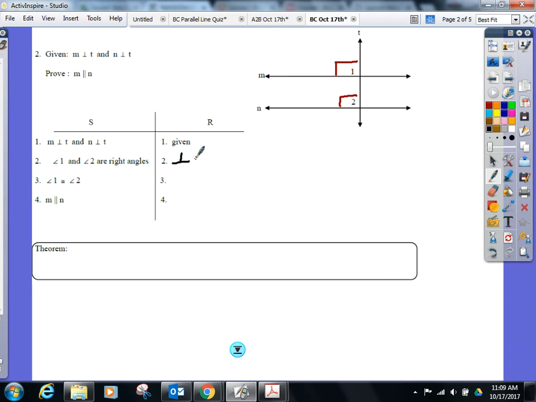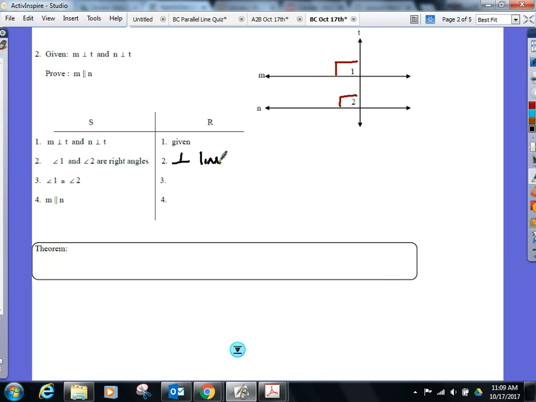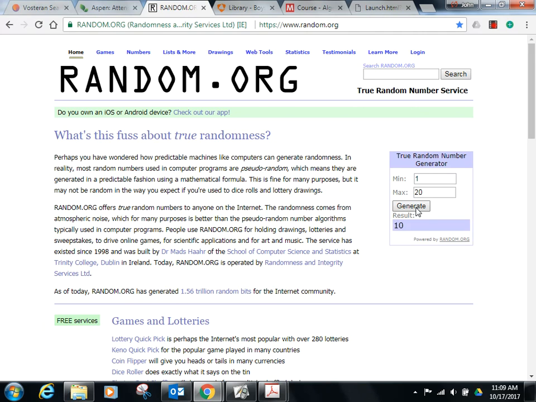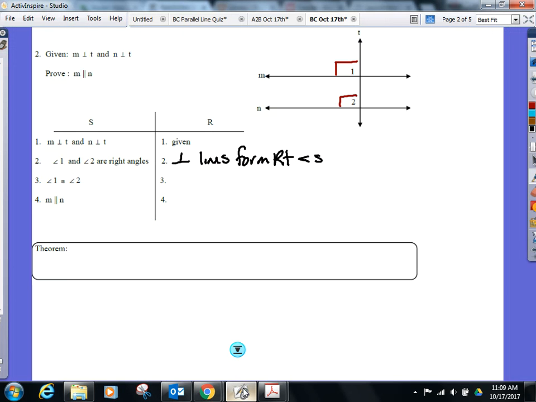Thank you very much, Amy. Perpendicular lines form right angles. Yep. Okay, now that we know that, why are 1 and 2 congruent then? Ted? 1 and 2 are congruent because right angles are congruent.